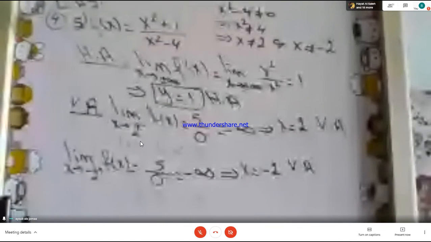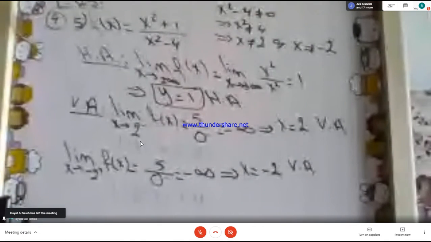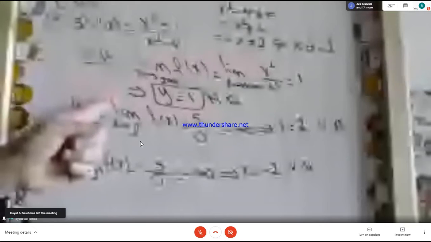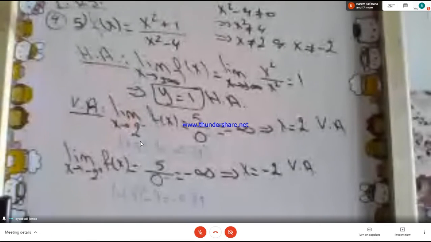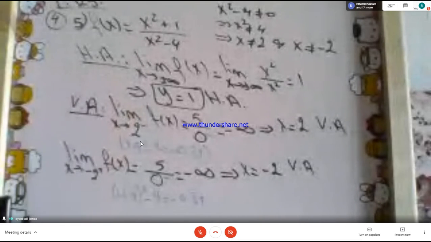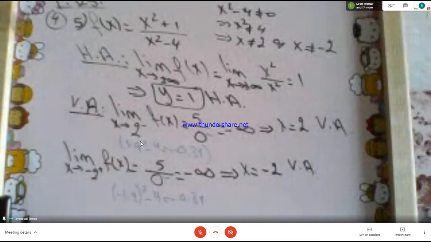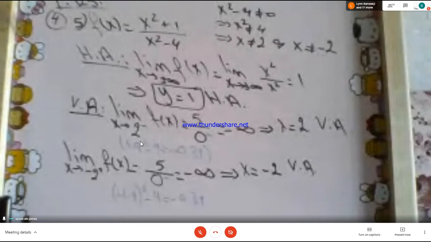These are easy, they don't need much thinking. Once you know how to find the limit, horizontal asymptote and vertical asymptote will be very easy. And similarly, the next idea is the oblique asymptote, not mentioned in the book or in this chapter, but of course you have to know it. What is oblique? I haven't talked about it, now we will.